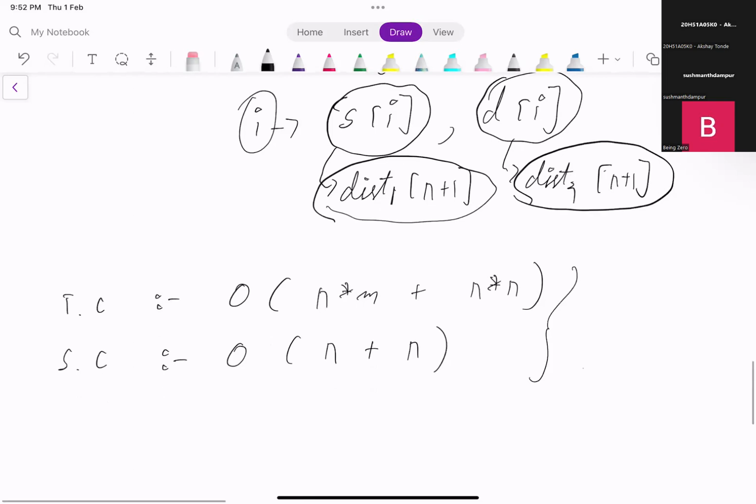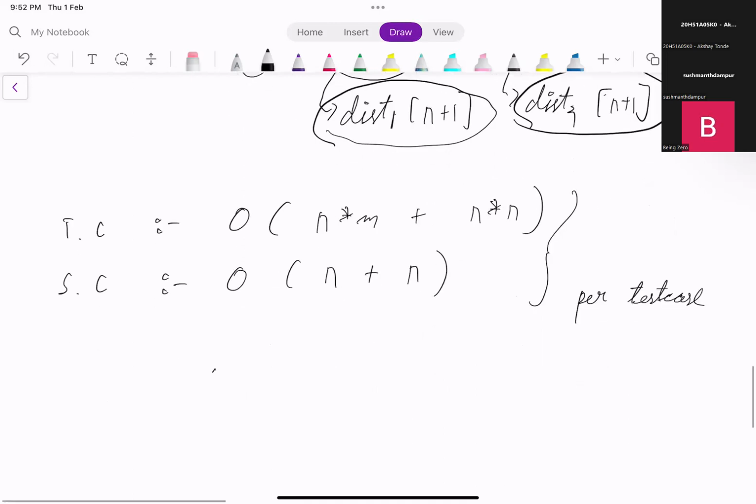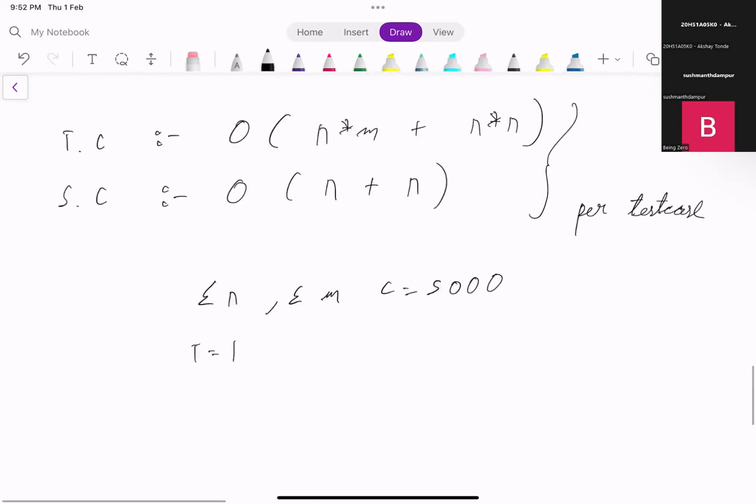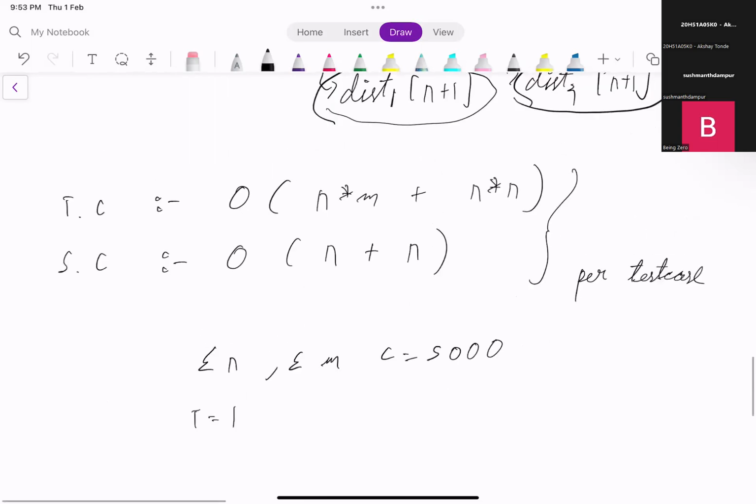This is per test case, and we can see in the constraints that the summation of n and m over all test cases is not more than 5,000. We can assume there is one test case only with n and m as 5,000, and that can be the worst scenario. This time complexity is sufficient for the given TL, and space is sufficient for the given memory limit.